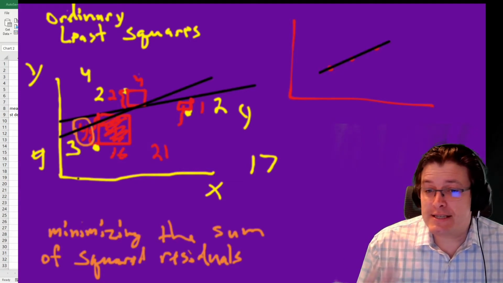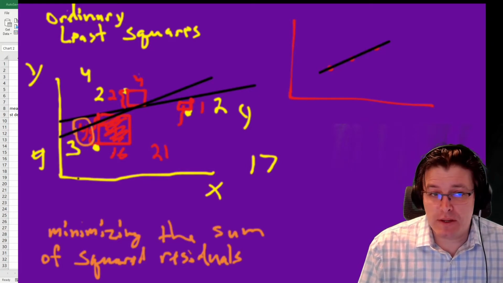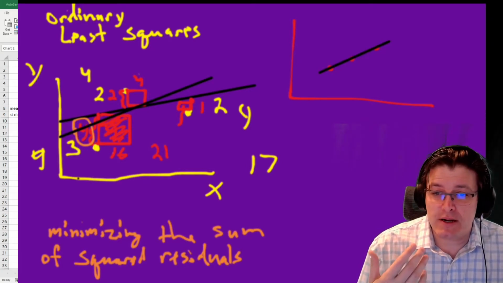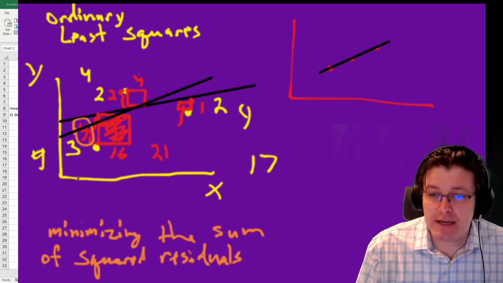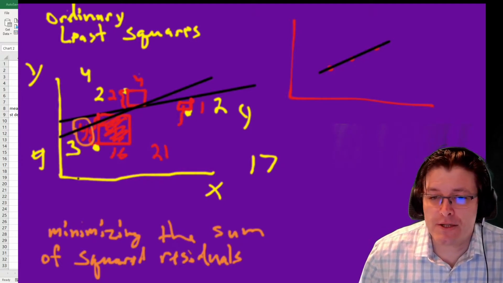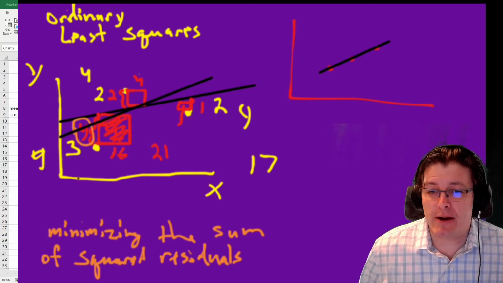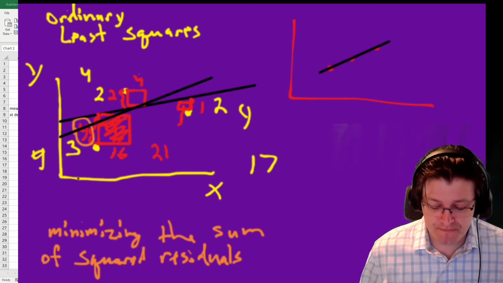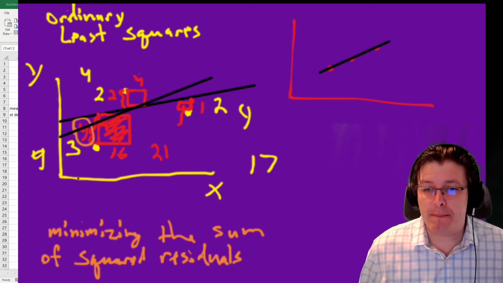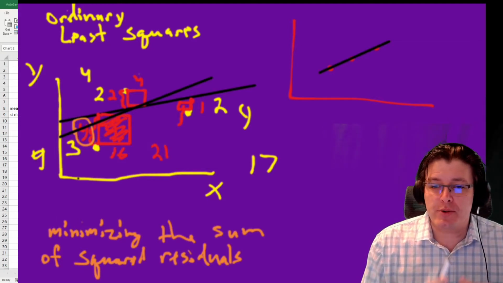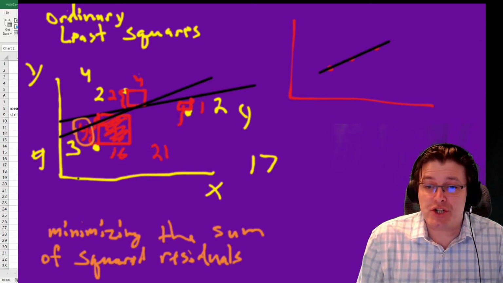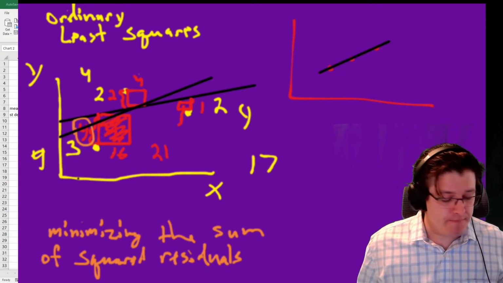Of course, this is a never-ending process doing this by hand, because there's an infinite number of lines. So we have a process that can get us there, and that's going to be based around our correlation value. But in essence, this is what we're trying to do, and this is what our math is going to show us: what is the best line.